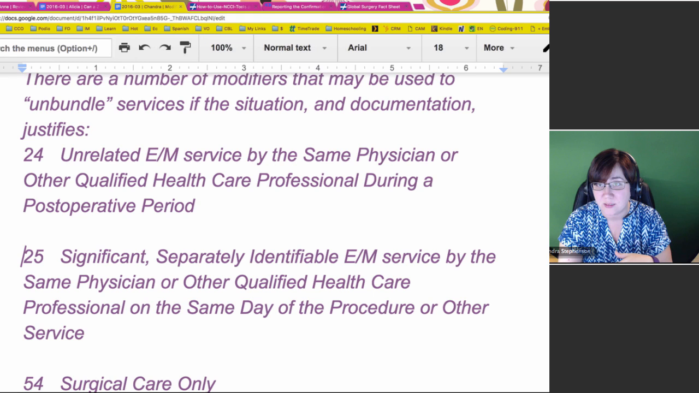It has nothing to do with the fact that she's pregnant. We're not seeing her for the pregnancy today. She sees your OB for the pregnancy. We're seeing her to follow up on her ankle sprain. Oftentimes that's a modifier 24. Say it's unrelated, totally separate.